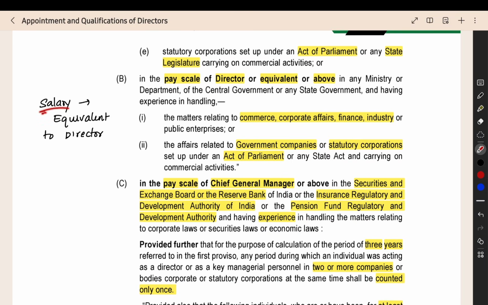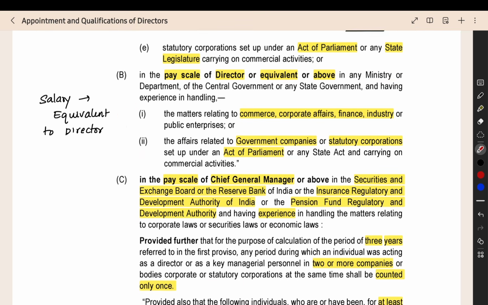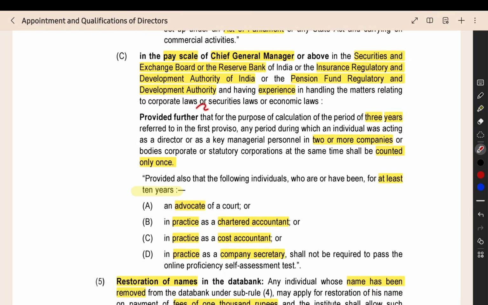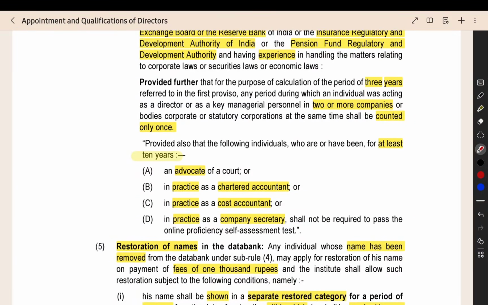If your salary is the same as that of a director in a government company or a ministry or department, and you have experience in these affairs, then also you need not write the test. Or if you are in the pay scale of a chief general manager in SEBI, IRDA, PFRDA, and you have experience in corporate laws, securities laws, economic laws, then also no need to write the test.